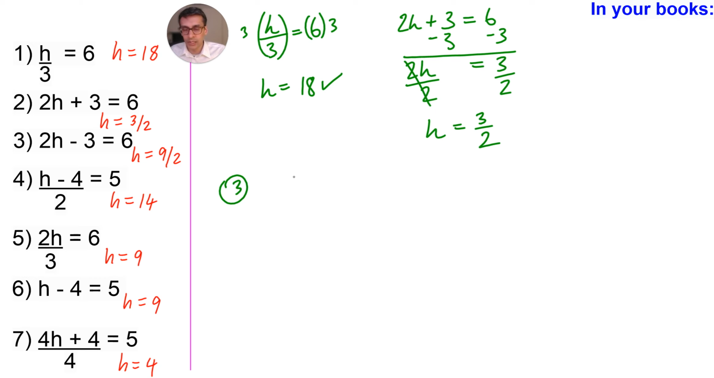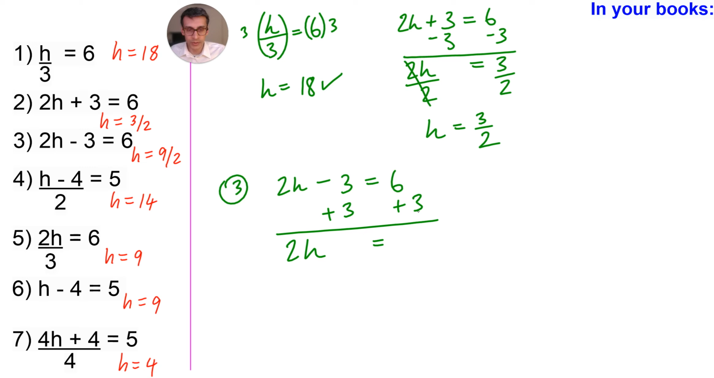Question 3, 2h minus 3 equals 6. So almost the same as the previous question, but that's a negative. So in order to make a zero pair, rather than taking away 3 like in the previous question, if we took away 3, we'll end up with negative 6. We're going to add 3 instead. So that's a zero pair. We're going to do the same on the right hand side. So 2h is equal to 6 plus 3 is 9. And then we're going to divide by 2, divide by 2. So h is equal to 9 over 2.